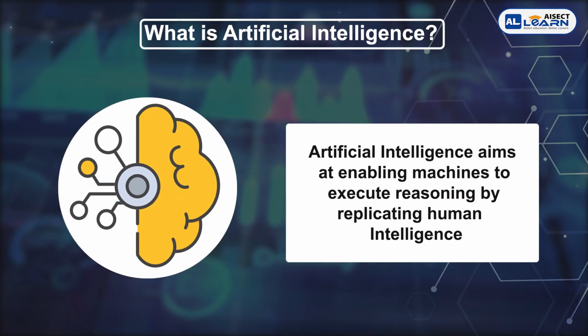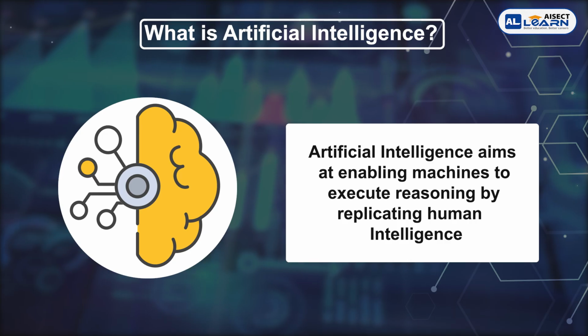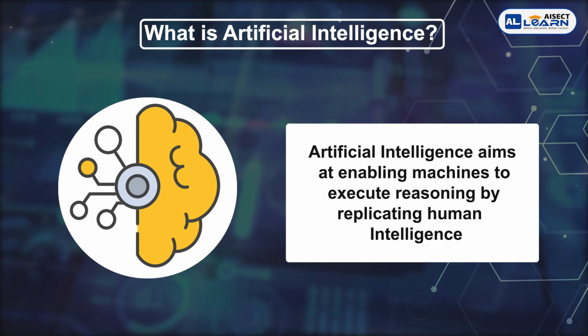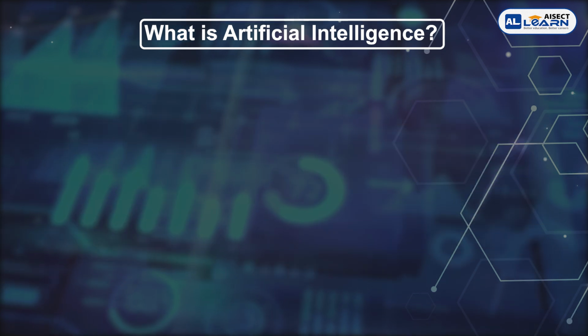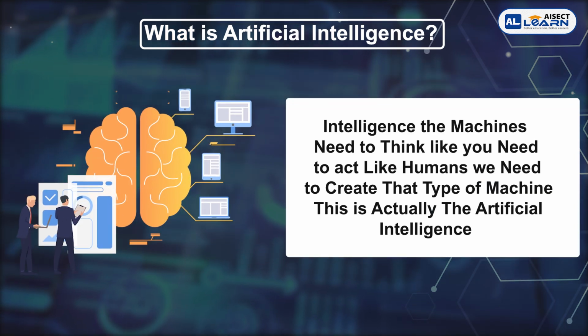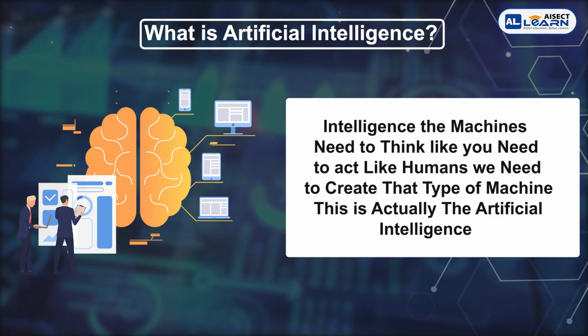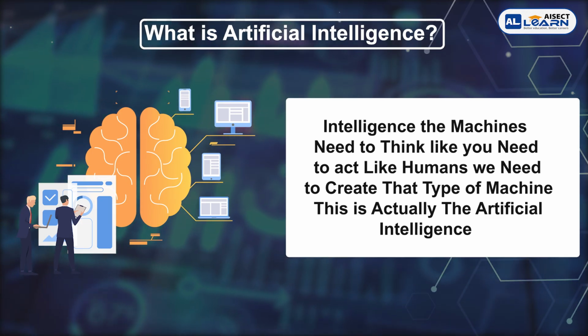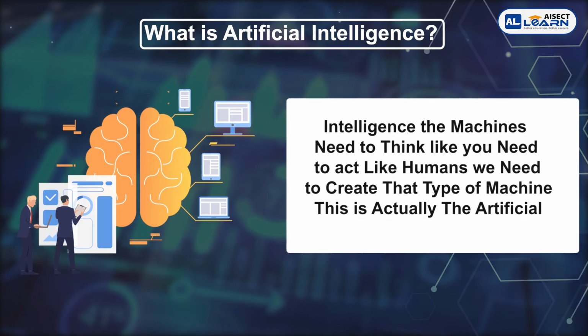So now we are talking about artificial intelligence. Artificial intelligence enables machines to work without interaction with humans. That means replicating human intelligence. The machines need to think like humans and act like humans. We need to create that type of machines. This is artificial intelligence.